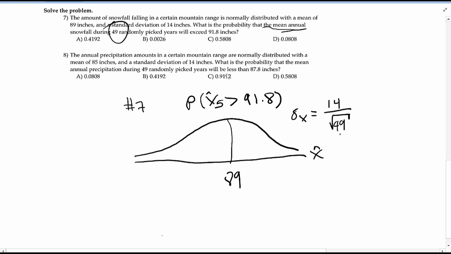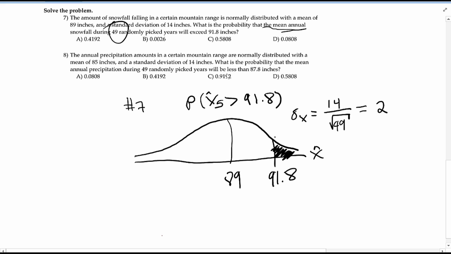And obviously the square root of 49 is 7, 14 divided by 7 is 2. So now we need to work with this new standard deviation. And the question is, what percentage of these samples will have a mean that will exceed 91.8 inches? So 91.8 is to the right of 89. And so we are trying to find out this data right here, this area, this percentage of values right there.